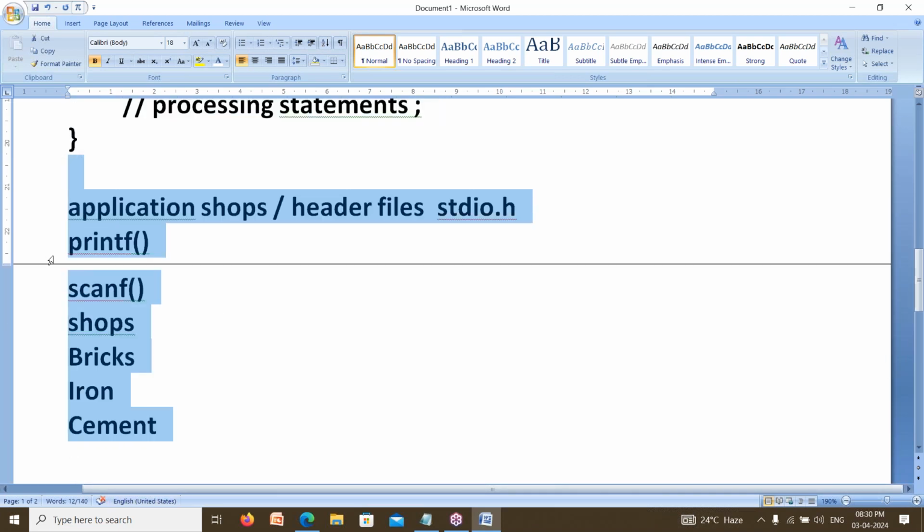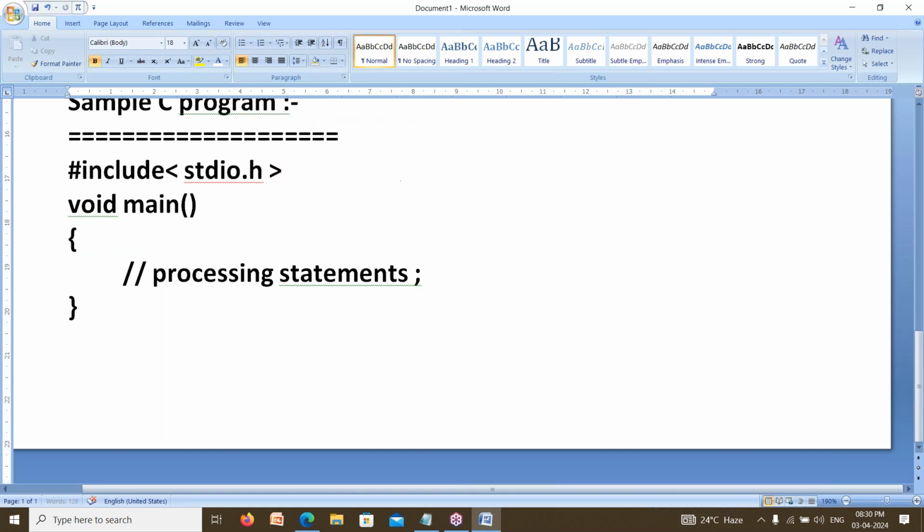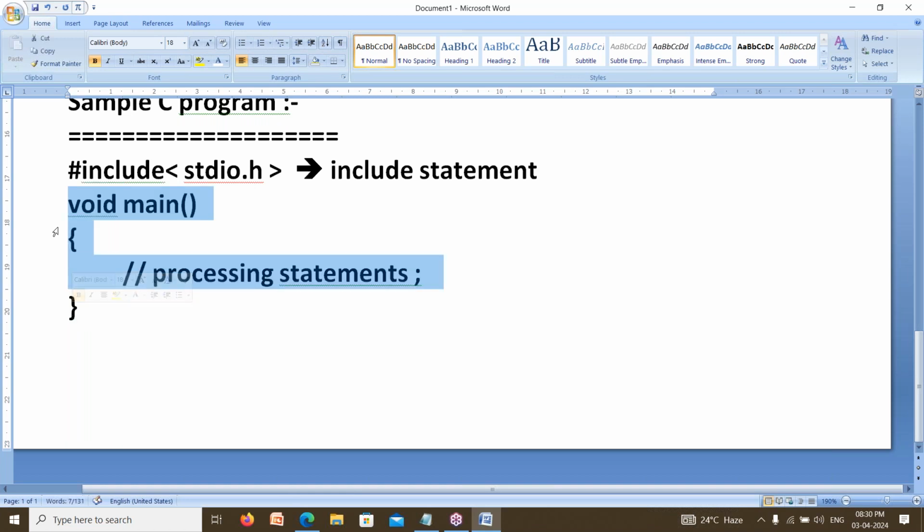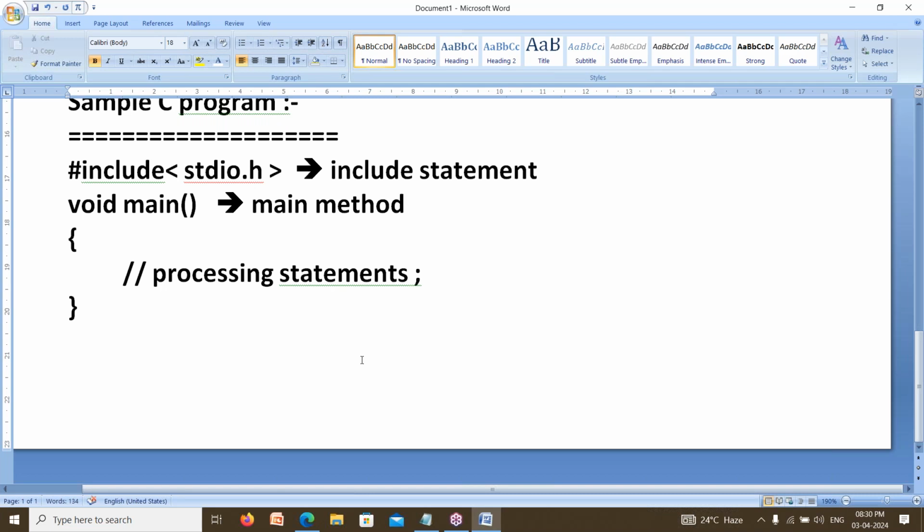Here, my dear friends, the first line is called the include statement. The next part is called the main method. Inside these two curly brackets, you need to write the solution to the program. That solution is called processing statements.